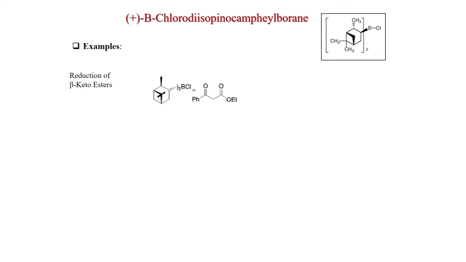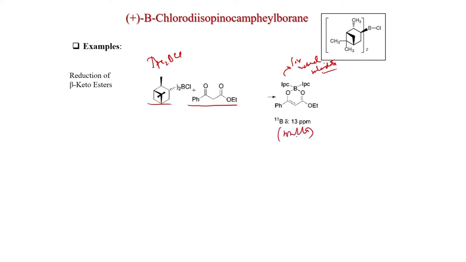Now, beta keto esters. What happens when this beta keto ester is treated with IPC2BCl? You get this enolate formed, and the six membered intermediate is formed, and you can see this ketone is becoming the enolate here. So, enolate is formed, and this 11B boron shows a 13 ppm value. This is selective for this, and now this ketone is going to enolate, that is why there is no reduction.